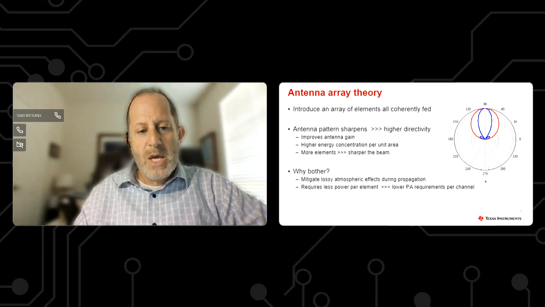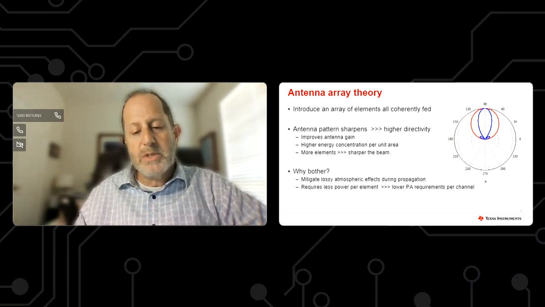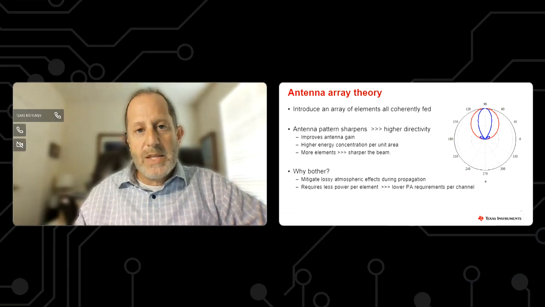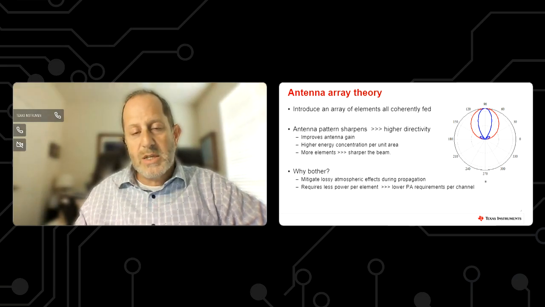And ultimately, this also requires less power per element. We're getting the summing effect effectively of this array. So the power amplifier requirements per channel are relaxed a little bit. And that's very helpful when we're dealing with very high frequencies. It's hard to get super high power, highly efficient amplifiers that are operating in the K-band and beyond.